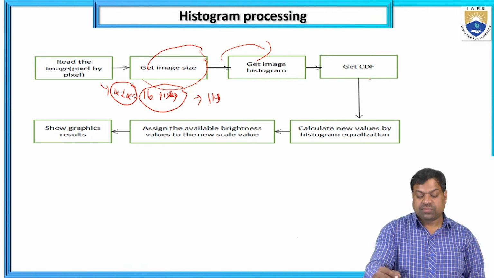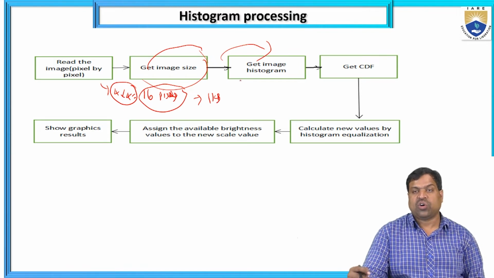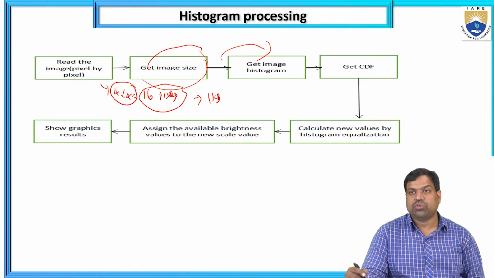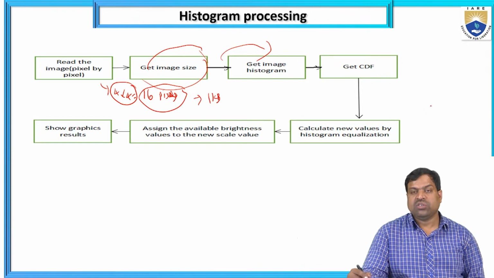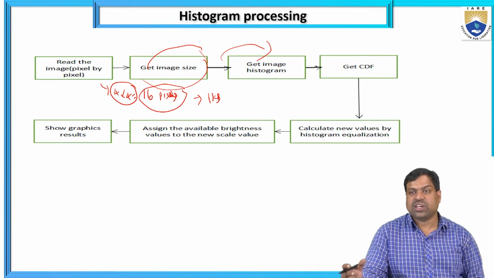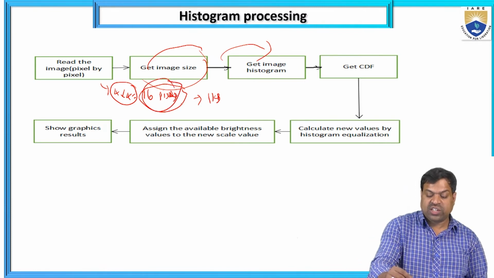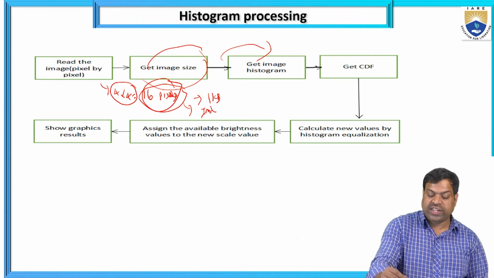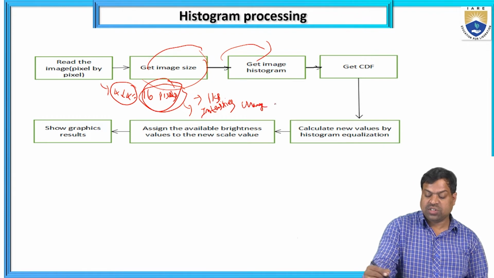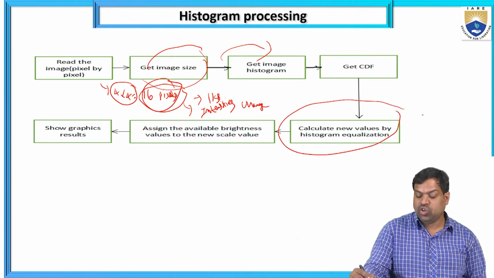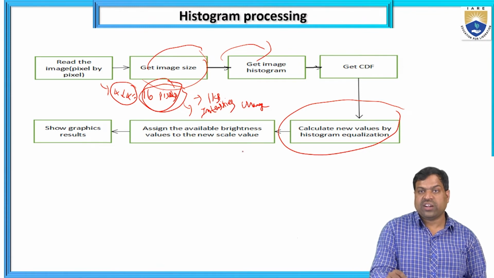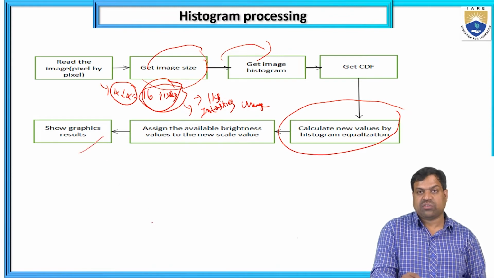So suppose in the original image I have to improve the contrast or the brightness. Is it possible? Yes, it is possible to improve the brightness or contrast levels. Improving means I'm changing intensity values of the original image. In this image 16 pixels are there. In the 16 pixels, whatever intensities are there, I have to change these intensities. So after calculating new values by histogram equalization, here I am assigning the available brightness values to the new scale values. Here we show graphics of the results.